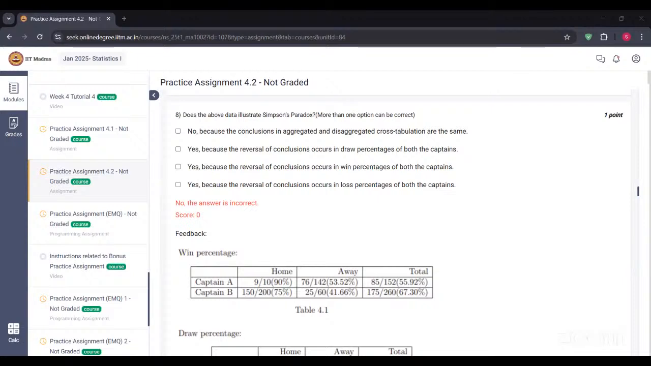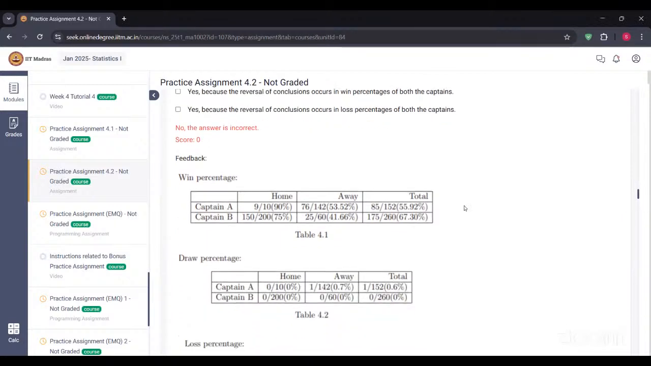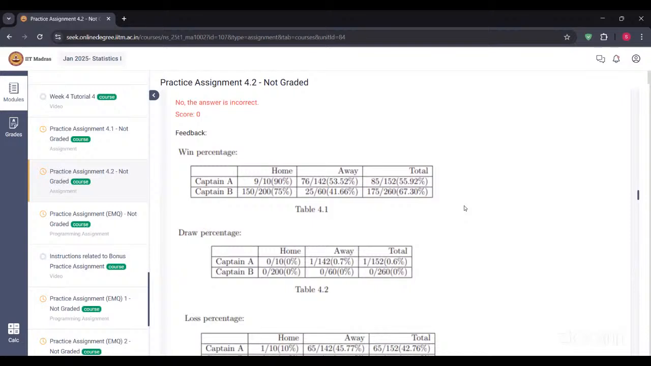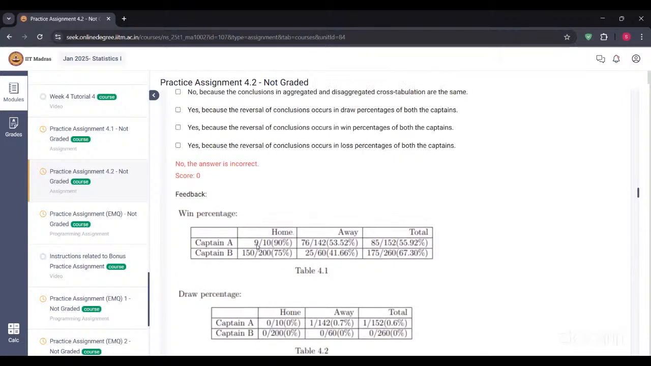Ma'am, if we take the size of sample the same, like at home captains A and B play 200 matches each, so you are saying that the paradox will not happen here, right? Just calculate it. If you divide 9 by 100, it shows 4.5%. But if they play 200 matches each, that means captain A will win 180 games, so it will remain 90% only.